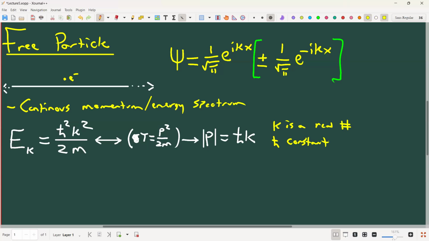The absolute value of the momentum is h bar k, because again, it could go this way or this way. We don't really know. The direction doesn't matter. It can propagate either way. And so the absolute value of the momentum is h bar k. We don't know anything about the direction, but we know it's moving with this momentum.